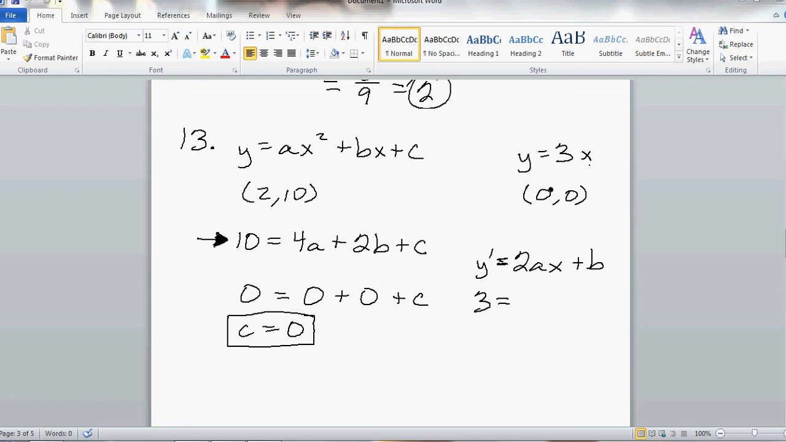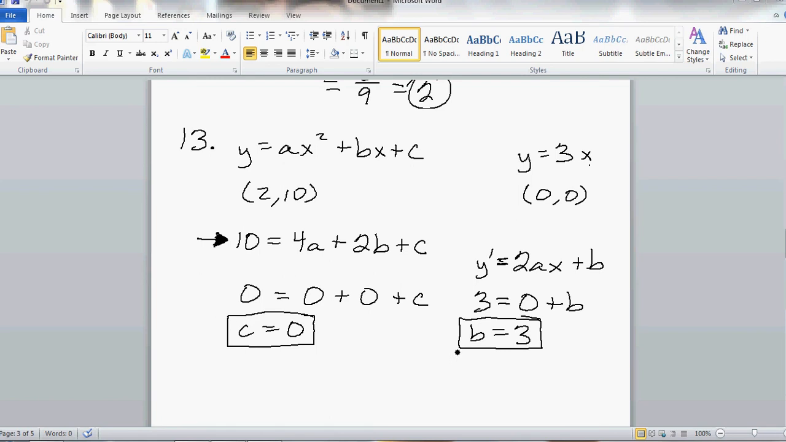Whenever x is equal to 0. So that would mean I should be able to plug in a 0 for x. So we get 2 times a times 0, which is 0, plus b. So that makes b equals 3. And that's just using that information.